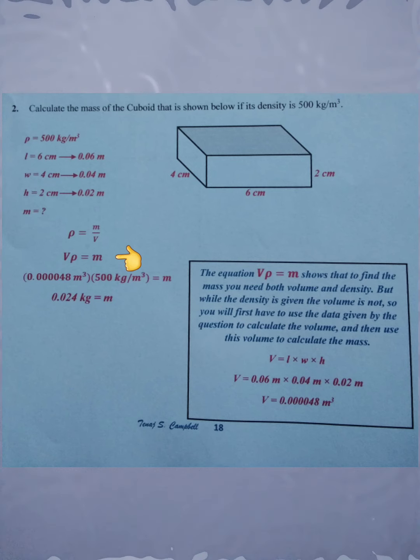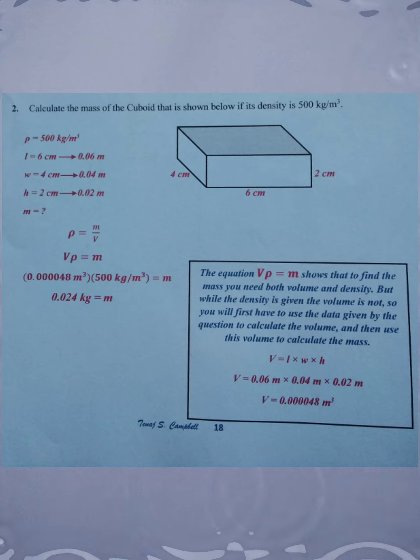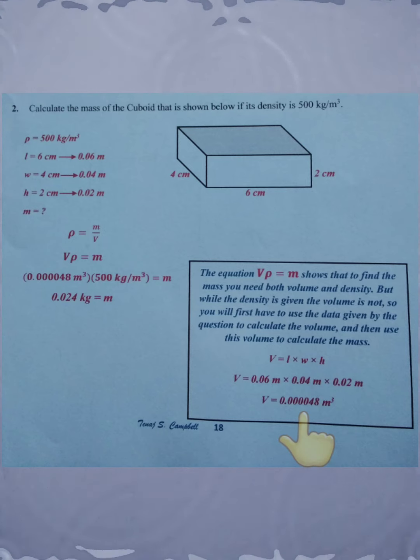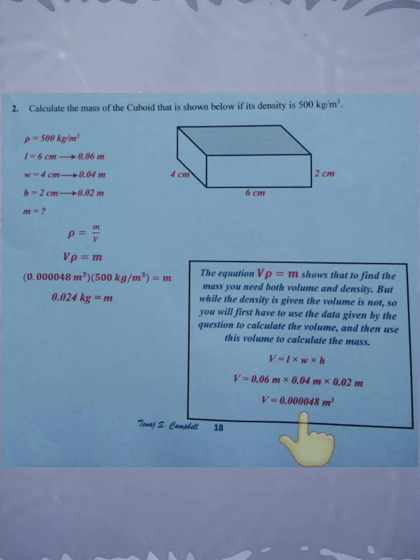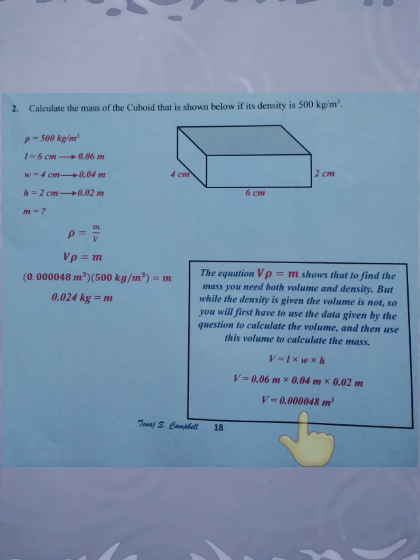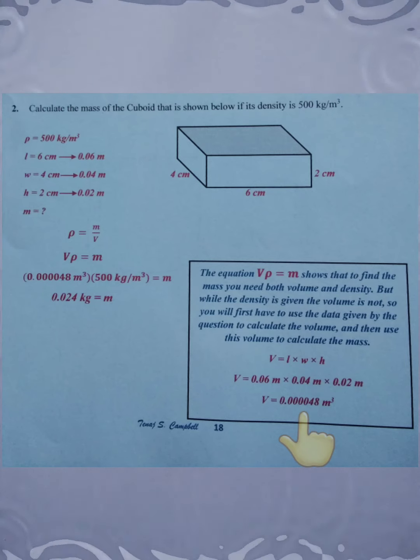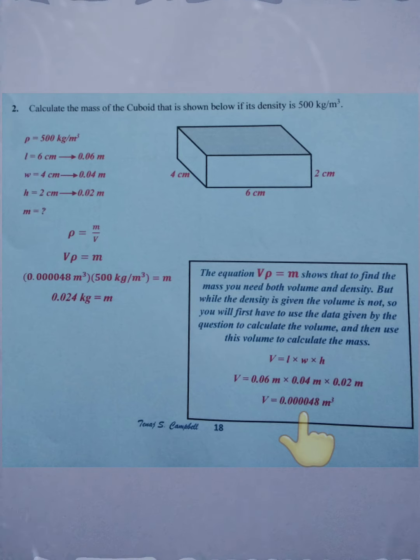And this equation is telling us that we need both the volume and the density in order to find the mass. But while the density is given in the listed values above, the volume is not. So we will first have to use the data given by the question to calculate the volume, and then use this volume to calculate the mass. By extension, volume is equal to length times width times height of a cuboid.